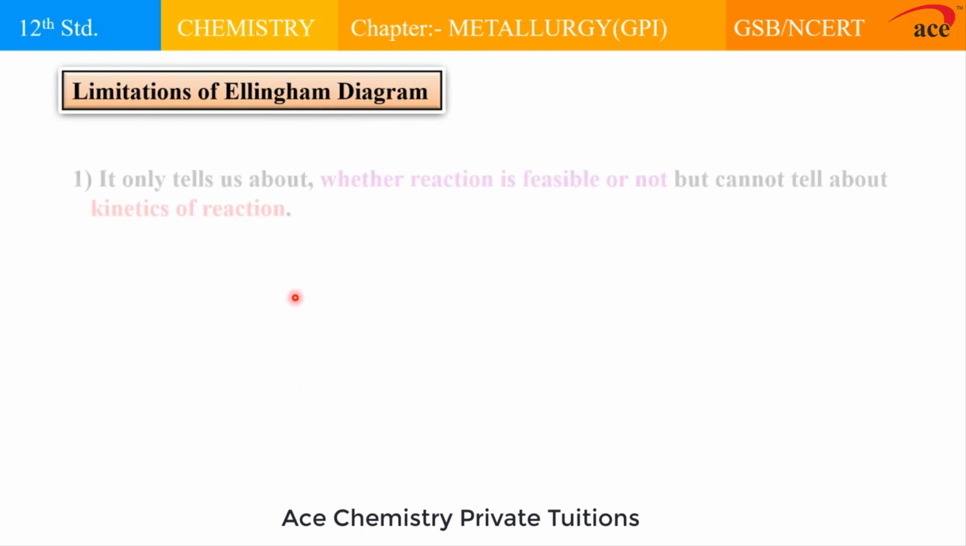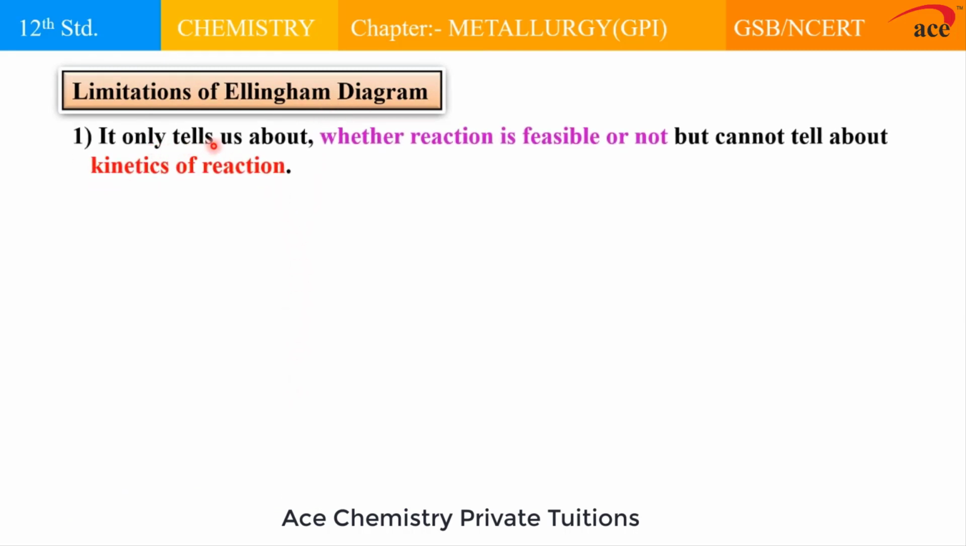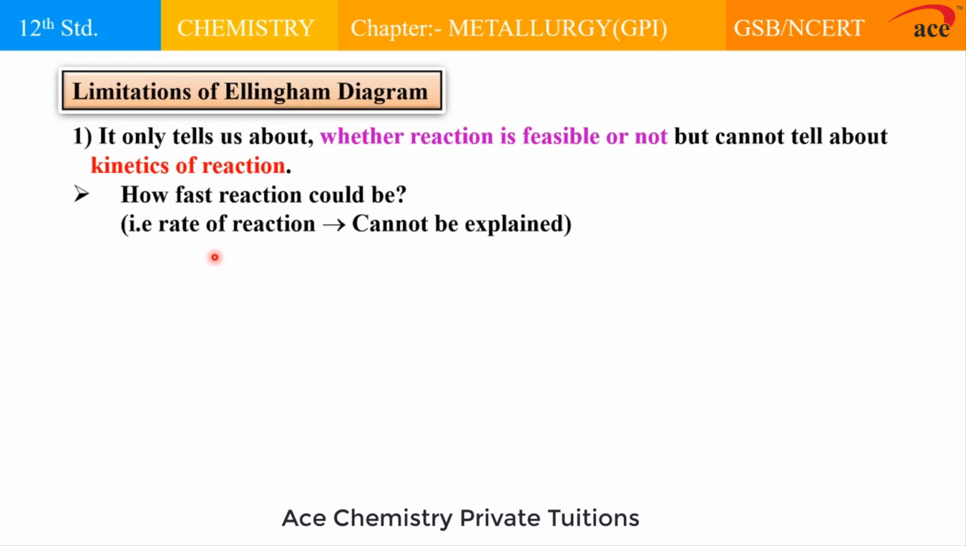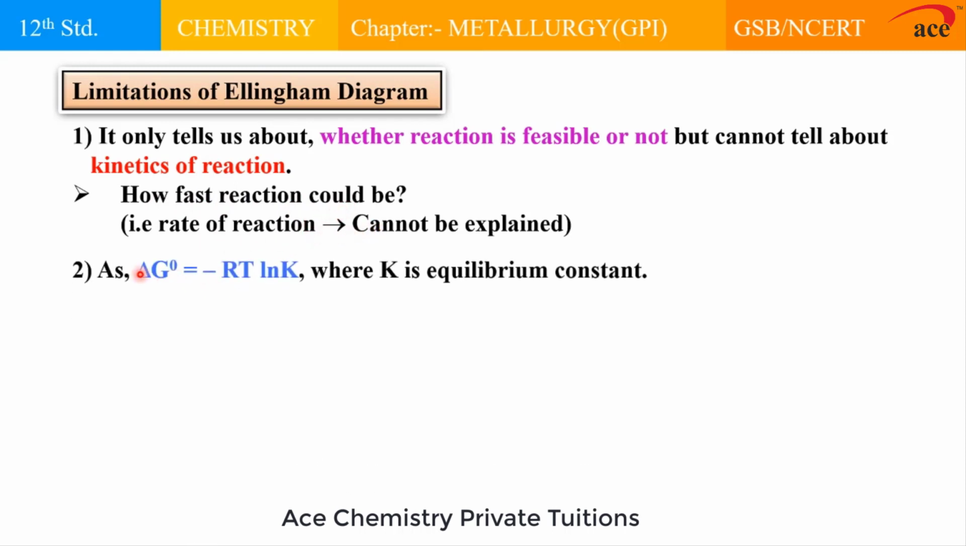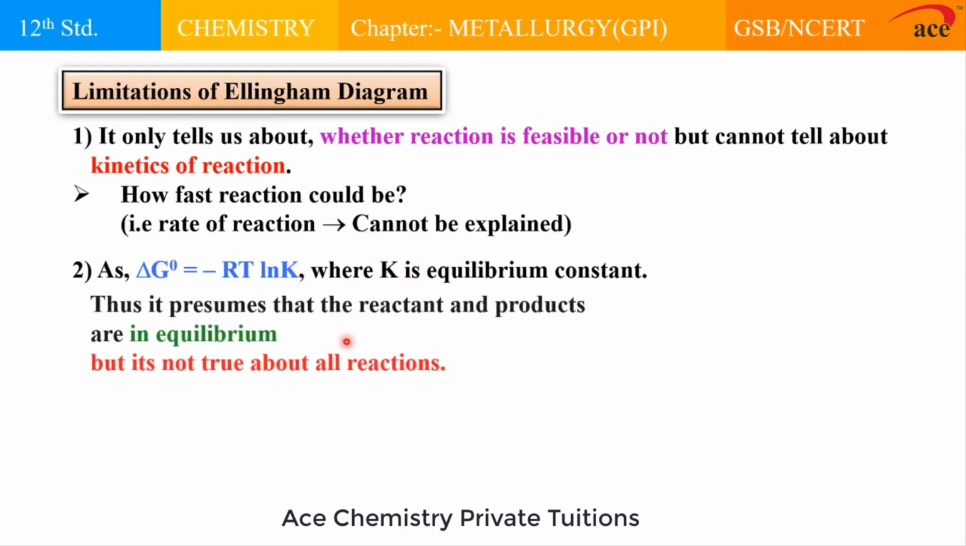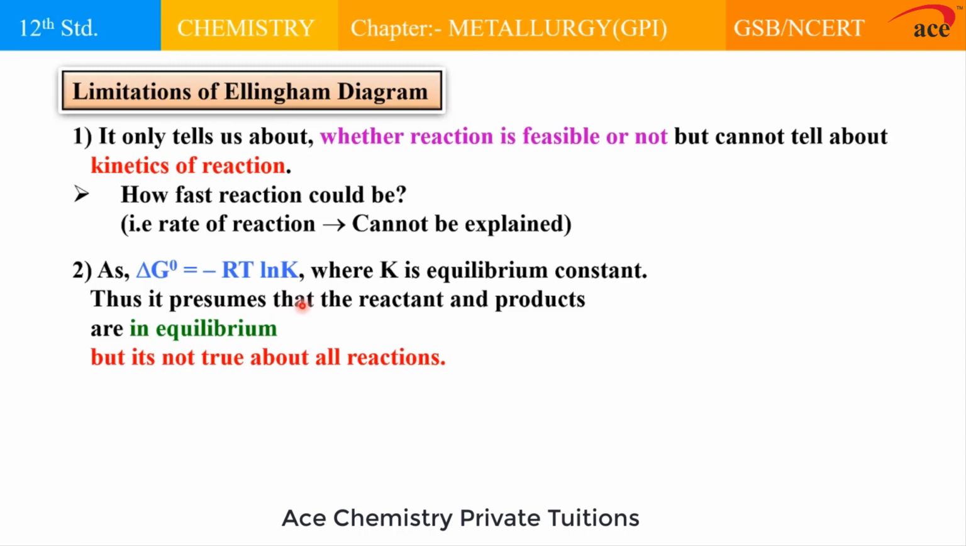Along with this, there are certain limitations also associated. The Ellingham diagram tells only whether the reaction is feasible or not, but it cannot tell about the kinetics of the reaction. There is no information available for the kinetics of the reaction. We cannot say how much faster or how much slower the reaction can take place. Since the delta G naught value is associated with minus RT ln K, where K is called what? Equilibrium constant. Thus, it presumes that the reactants and products are in what? Equilibrium. But it's not true for all reactions.